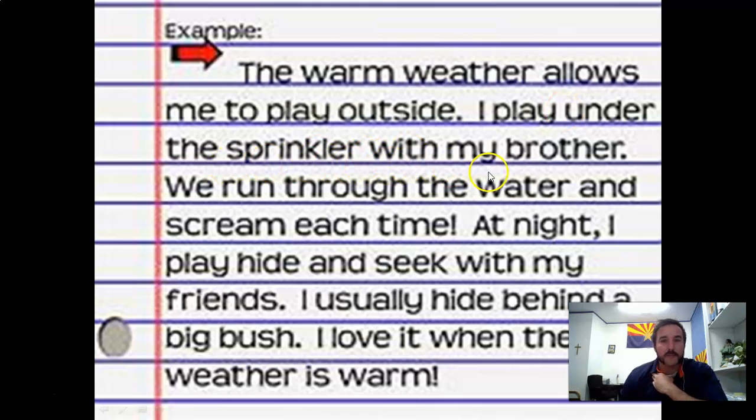I play under the sprinkler with my brother. You wouldn't do that unless there's warm weather that allows you to play outside, right? Run through the water and scream each time. You wouldn't do that unless the warm weather allows you to play outside, right? At night, I play hide and seek with my friends. I usually hide behind a big bush. Again, all going back to the topic sentence, talking about warm weather allows you to play outside. And a nice little wrap-up conclusion sentence. I love it when the weather is warm.